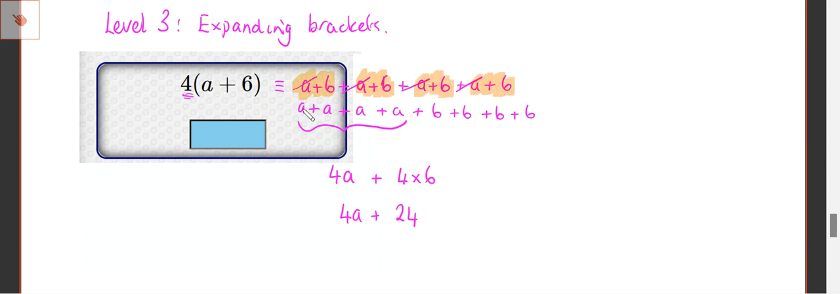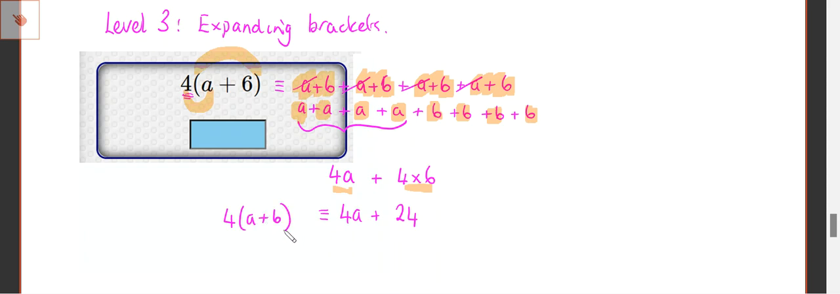Now, if I collect the like terms, what we've been doing, 1, 2, 3, 4 of the a's, and 4 of the 6's. And when I collect and simplify, what does it end up being? It means 4 of the a's, 4 of the 6's, and we get 4a plus 24. Make sense? So that is the same thing as 4 lots of a plus 6.